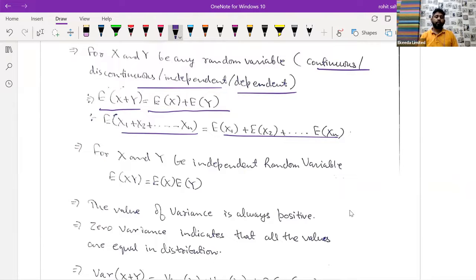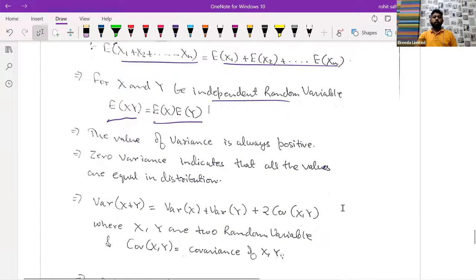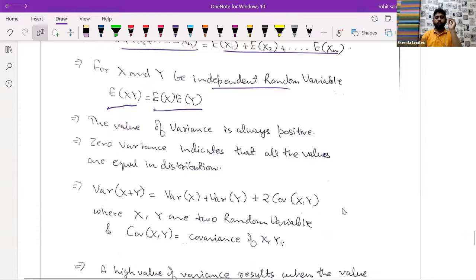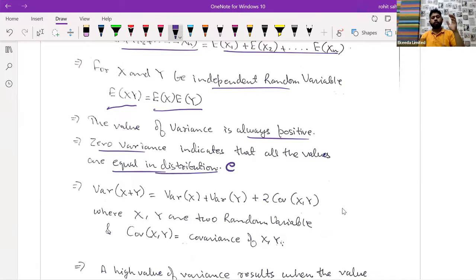For x and y being independent random variables, only for independent random variables, you can say expected value of x y should be product of expected value of x and y. It will be of use. ये आगे काम आएगा. Only for independent. Now, the value of variance is always positive. छोटी-छोटी चीजें जो याद रखो. Variance negative नहीं होता. Zero variance का मतलब क्या हो गया? It is an even distribution, equal distribution. तभी तो कोई variance नहीं है.